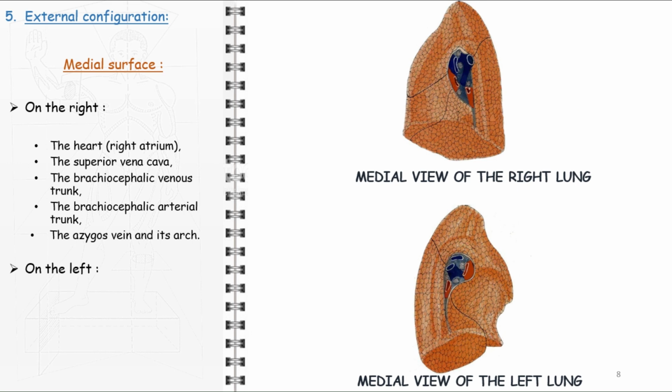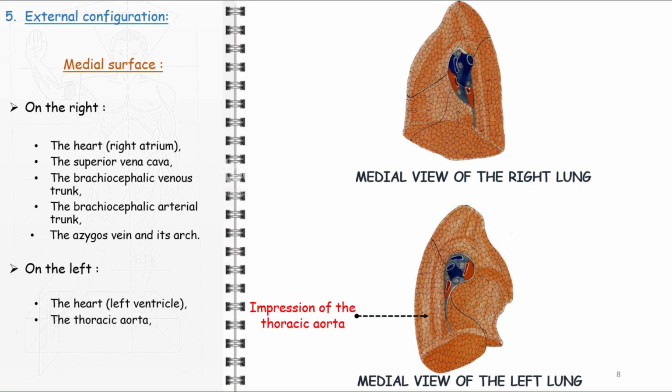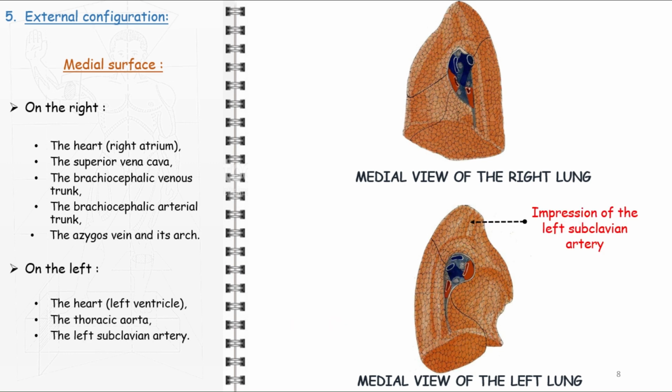On the left, the impressions are more pronounced. A pre- and subhilar impression formed by the heart's left ventricle. A broad arch-shaped impression created by the thoracic aorta, surrounding the hilum. And superiorly and posteriorly, a vertical impression from the left subclavian artery.